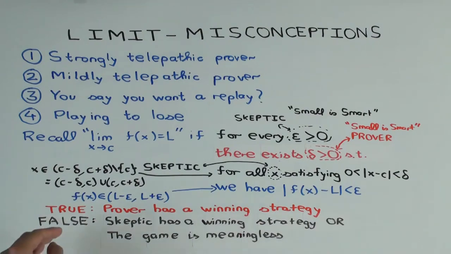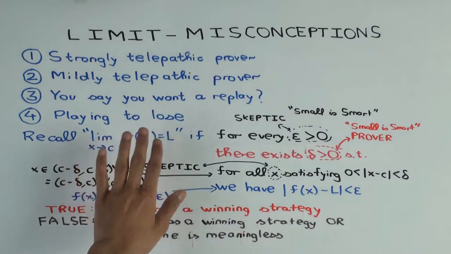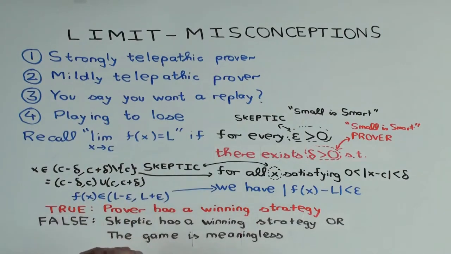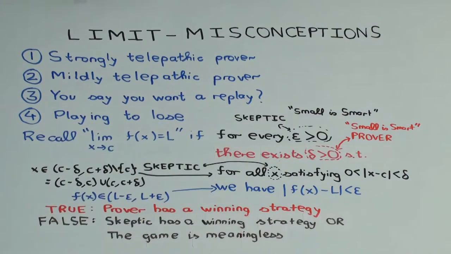And the statement is considered false if the skeptic has a winning strategy for the game, which means the skeptic has a way of playing such that whatever the prover does, the skeptic can win the game. Or if the game doesn't make sense at all, maybe the function is not defined on the immediate left and right of c. If the function isn't defined, then we cannot even make sense of the statement. So, either way, if the skeptic has a winning strategy or the game doesn't make sense, then the statement is false. If the prover has a winning strategy, the statement is true. So with this background in mind, let's look at some common misconceptions.